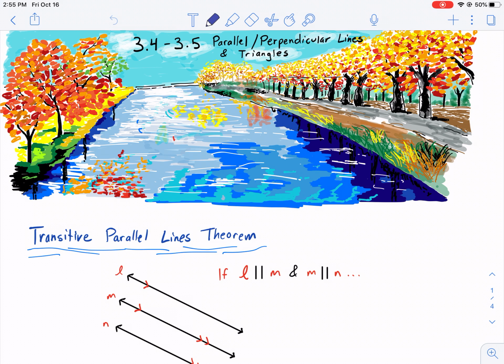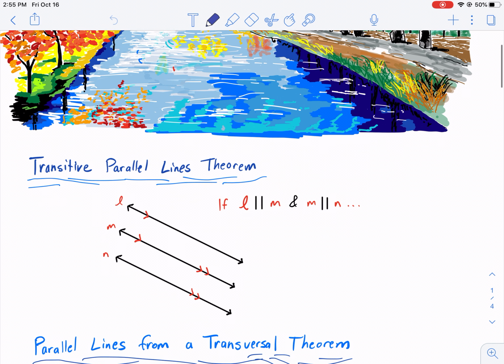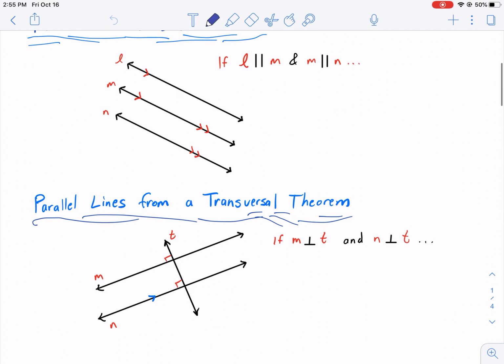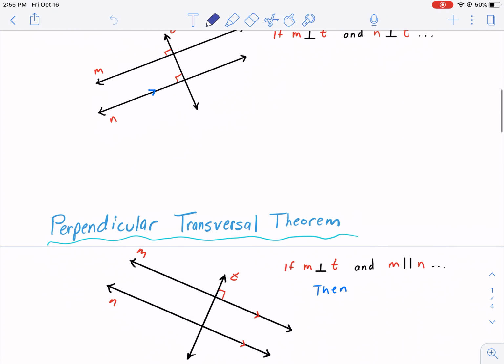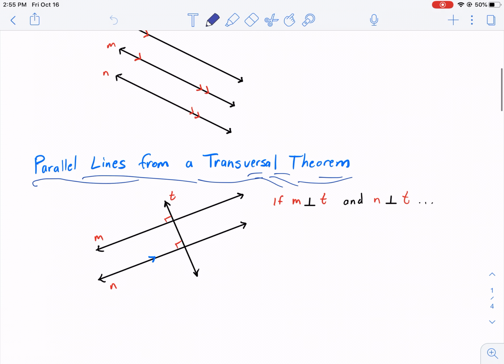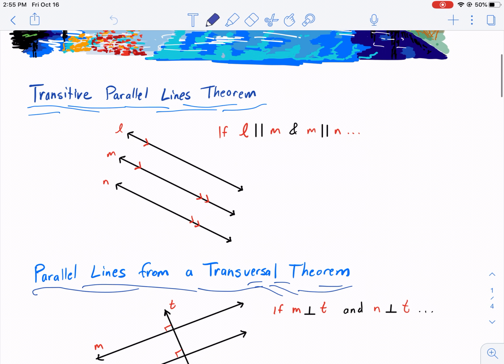Welcome back, geometry students. Today we're doing some virtual learning on 3.4, which is parallel and perpendicular lines. We're not doing the triangles, that's for 3.5. Let's go ahead and jump right into it. This is just real simple here. This section is talking about different properties of perpendicular and parallel lines and how they relate to each other. It's kind of following the rules of logic.